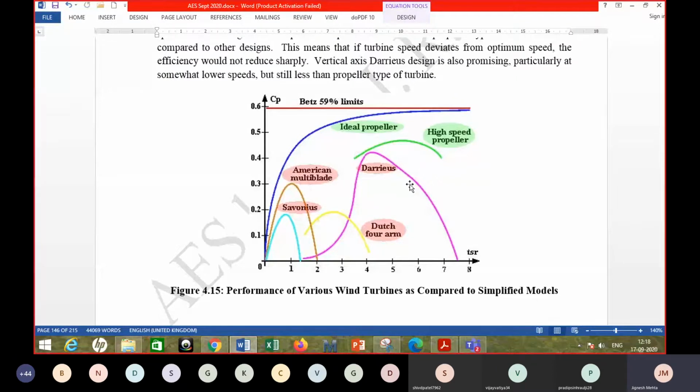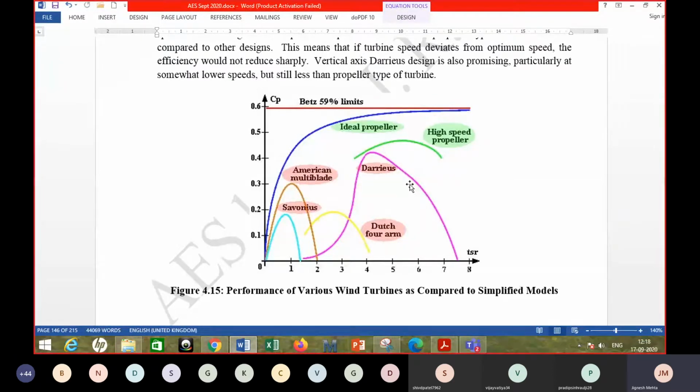Then American multi-blade gives you maximum efficiency of around 30%, but still the curve is steep, right, on either side. It means that again, if you don't operate it at the optimum tip speed ratio, there will be a sharp drop in the coefficient of power for the American multi-blade turbine also. Okay. Then the Darrieus design, you can see it is somewhat superior and it gives you efficiency approaching around 40% at the peak.